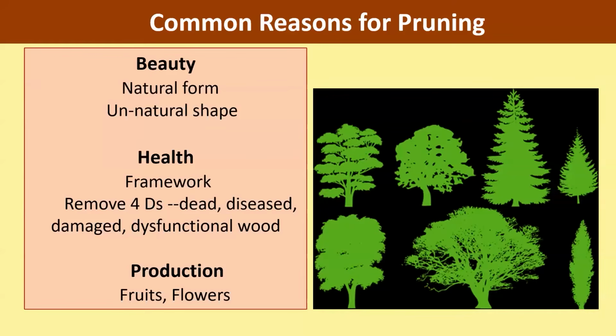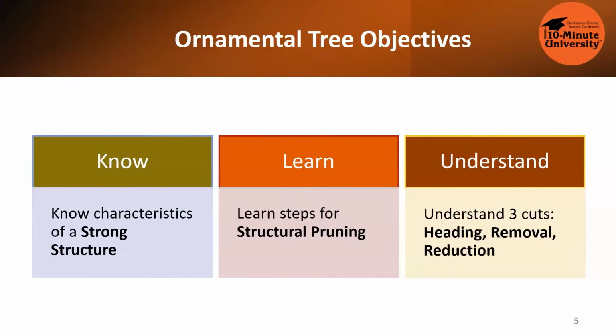Good pruning begins with understanding a plant's natural form and growth habit. I believe pruning facilitates the best expression of a plant's beauty, health, and production. My focus today is healthy structures for ornamental trees, good production for fruit trees, and beauty for ornamental shrubs. And we'll begin with ornamental trees. Here we will focus on strong structure, structural pruning, and 3 common pruning cuts.